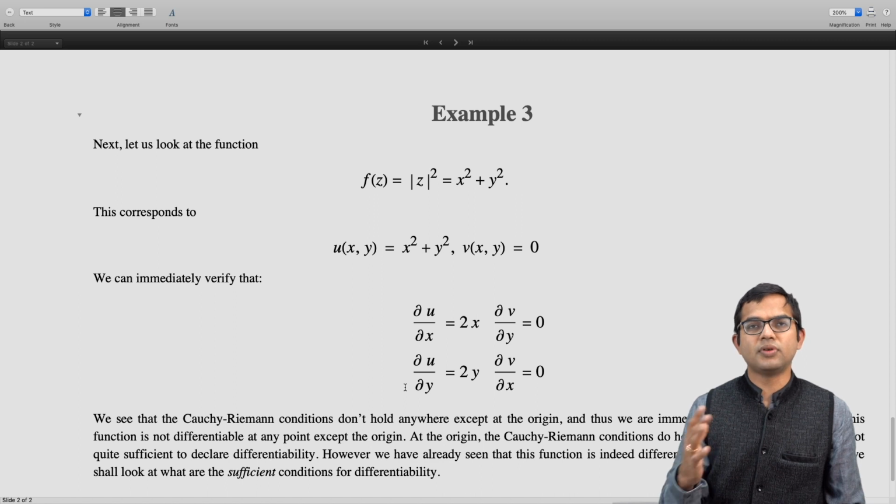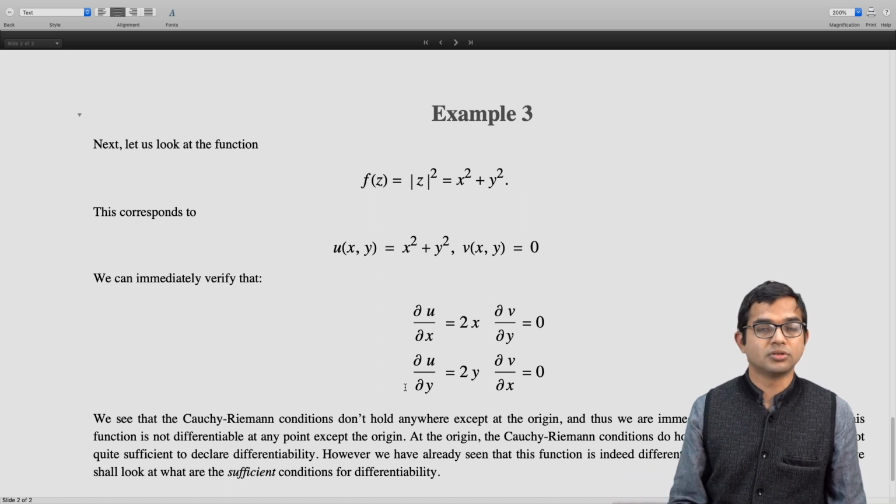But in this lecture, we just want to point out the necessary conditions, which is that if a function is differentiable, then the Cauchy-Riemann conditions hold. This can often be used to check the Cauchy-Riemann conditions, and if they do not hold, then for sure the function is not differentiable at a certain point. That's all for this lecture.